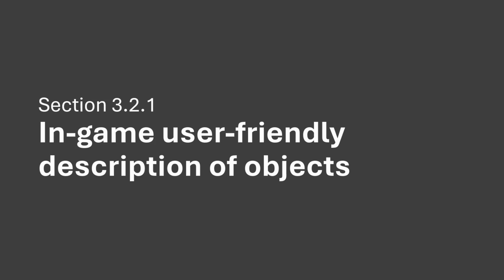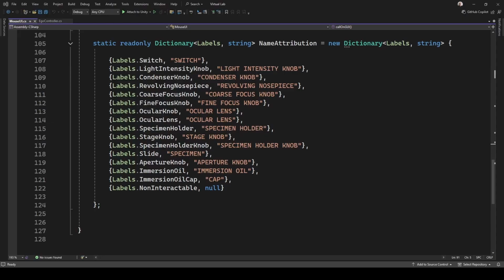Section 3.2.1 In-game user-friendly description of objects. Like in classic adventure games, when the cursor is hovering over an interactable object, they see a user-friendly description of it. We define all those user-friendly descriptions in a dictionary inside the mouse UI monobehavior class called name attribution.